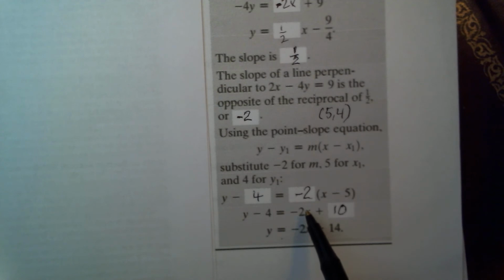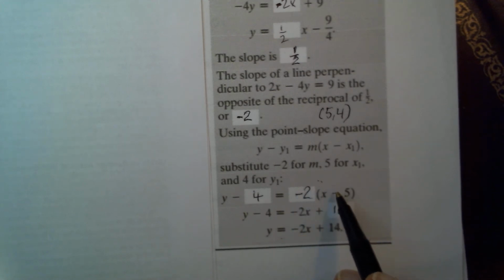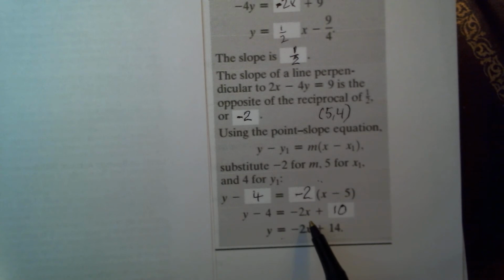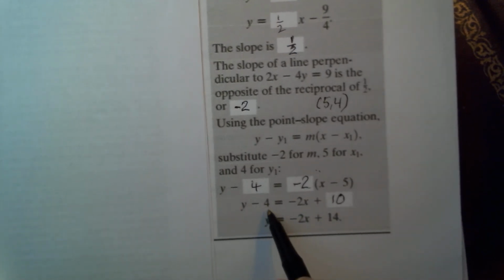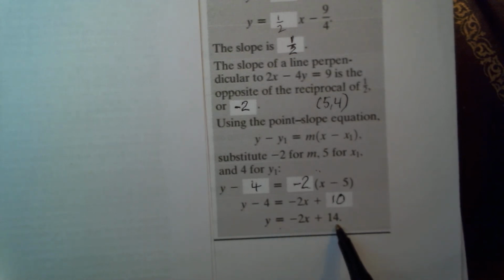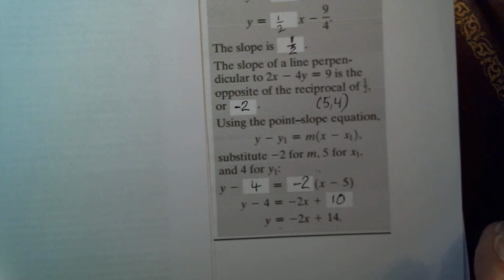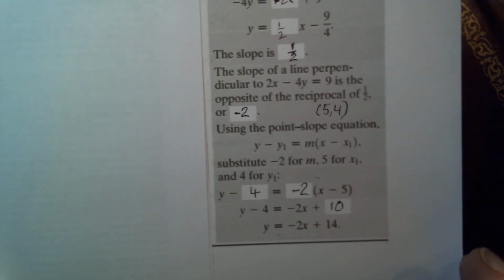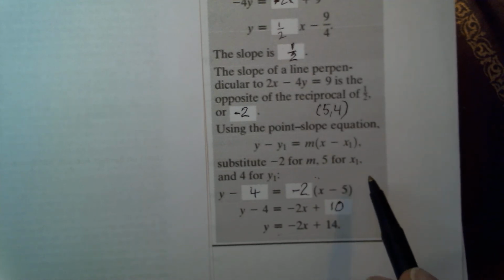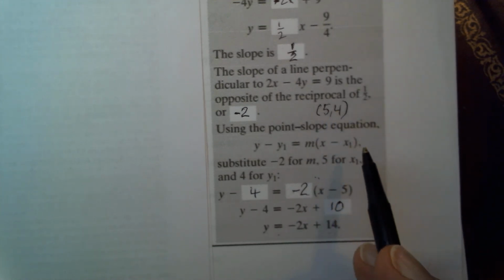Y minus 4, using the distributive property on the right side. Minus 2 times x is minus 2x, and minus 2 times minus 5 is positive 10. So we have y minus 4 equals minus 2x plus 10. And the last step is we add 4 to both sides to isolate y. So now y equals minus 2x plus 14. So that's the line that satisfies the requirement to be perpendicular to the given line and passes through the point (5, 4).